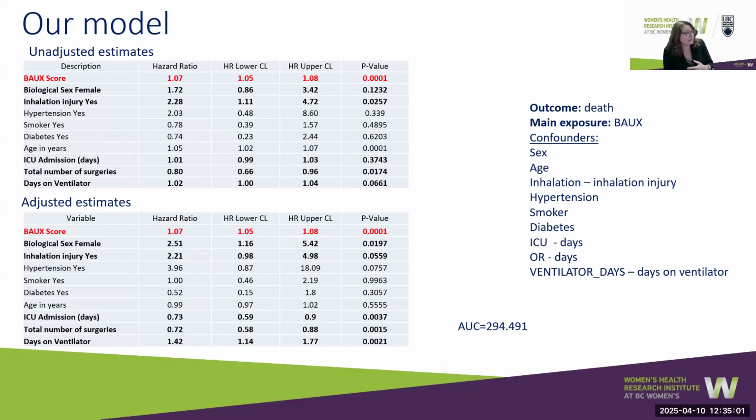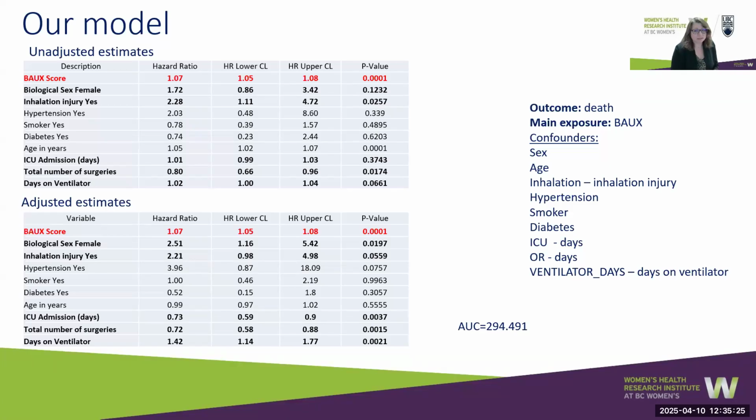Age was very statistically significant. ICU days were not statistically significant. Total number of surgeries had a protective effect. Basically, we can say surgeries help and reduce risk of death. And days on ventilator slightly increased the risk of death by 2% for each day increase.